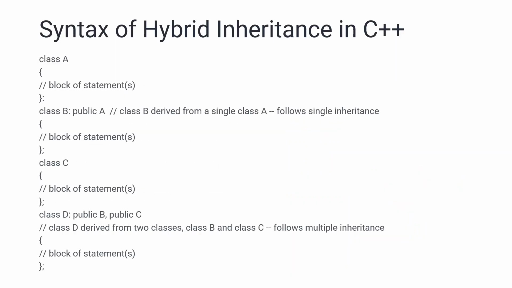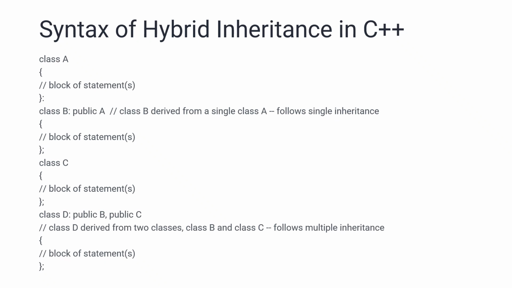Next, the syntax of hybrid inheritance. What will be the syntax for this? First, we have to write it for single inheritance. How will we write it? Class A is the base class, with a block of statements. Next is the derived class, class B. We are deriving from class A, so public A. This class B, derived from the single class A, follows single inheritance, followed by a block of statements.